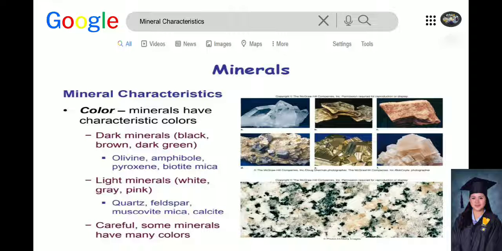Next, mineral characteristics. Minerals have characteristic colors. Dark minerals are black, brown, dark green, for example olivine, amphibole, pyroxene, biotite, mica. While the light minerals are white, gray, pink, for example quartz, feldspar, muscovite, mica, and calcite. But be careful, some minerals have many colors.